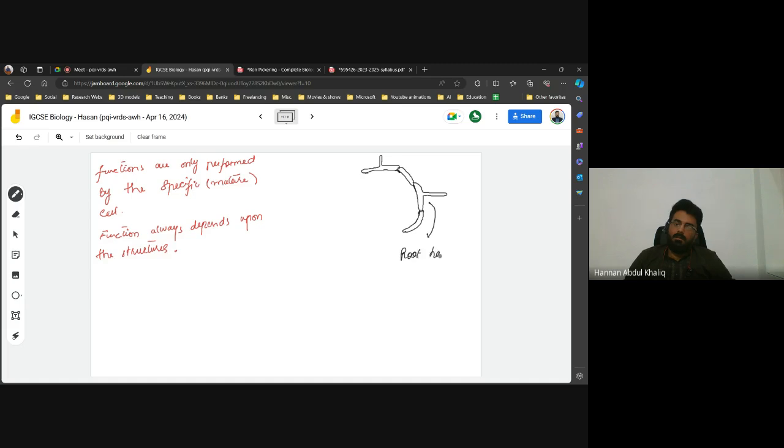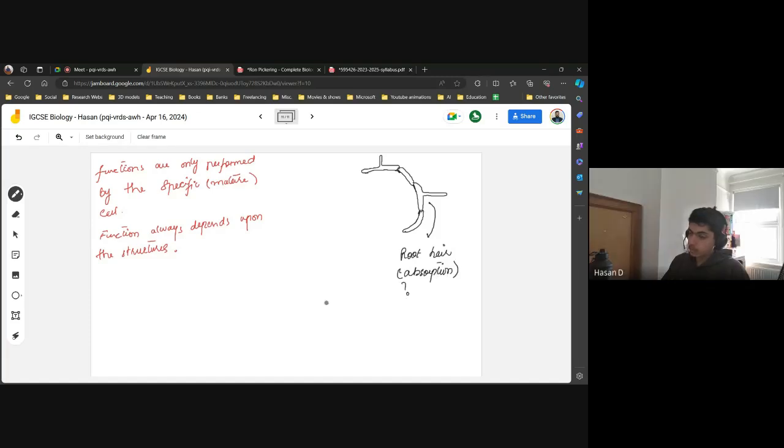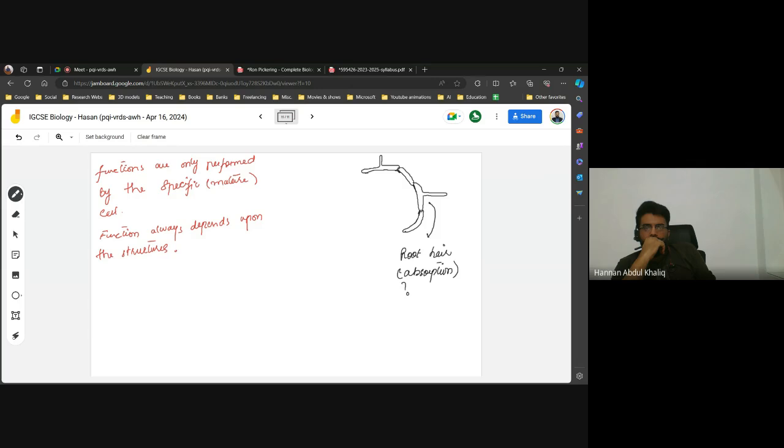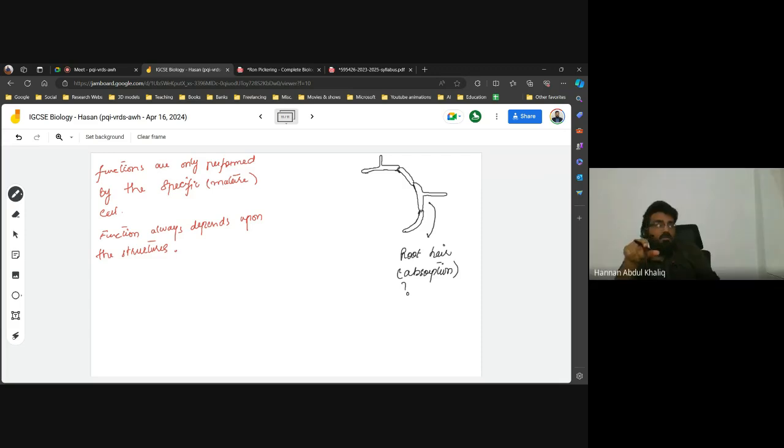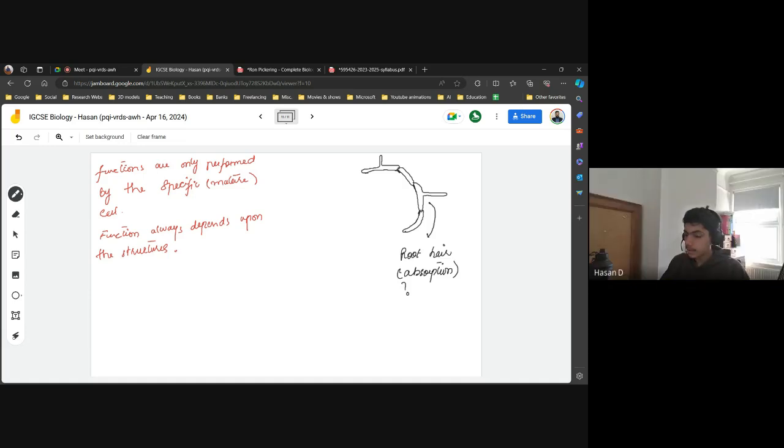And the root hair cell is specialized for absorption. Why only the root hair cell? Because that's the function. That's the function, but what structural changes are there? That is the main question to address. For example, the hairs are an adaptation to help with the absorption.